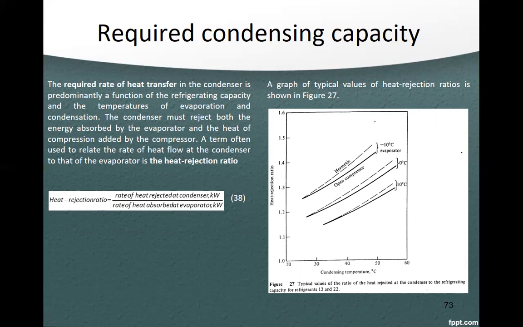That's a term often used to relate the rate of heat flow at the condenser to that of the evaporator, the heat rejection ratio. Heat rejection ratio is the rate of heat rejected at condenser in kilowatts divided by the rate of heat rejected at evaporator in kilowatts. So ito yung graph, typical values of heat rejection ratio as shown in figure 57. So typical values of the ratio of heat rejected at condenser to the refrigerating capacity for refrigerants 12 and 22.